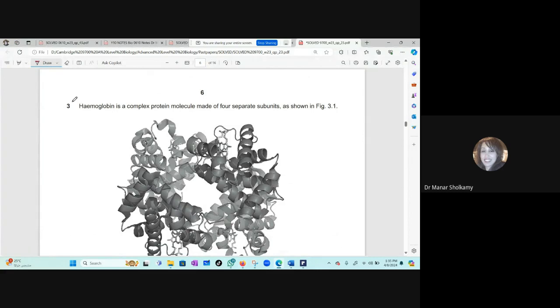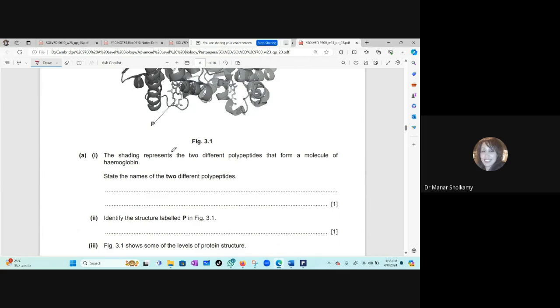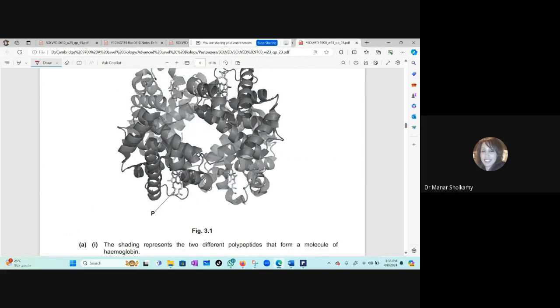Now, question 3, we are halfway through the exam. Hemoglobin is a complex protein molecule made up of 4 separate subunits, as shown in figure 3.1. So this is the hemoglobin molecule. The shading represents the 2 different polypeptides that form a molecule of hemoglobin. State the names of the 2 different polypeptides. This hemoglobin is made up of how many subunits? You already know it. What are the polypeptides that make it up? Alpha and beta globin. Yes, alpha globin and beta globin.